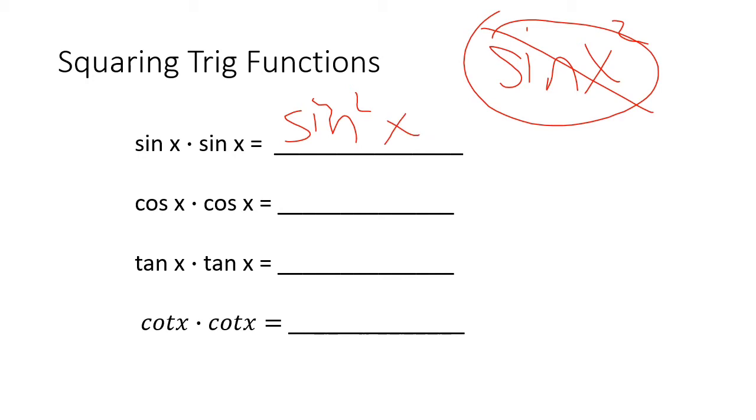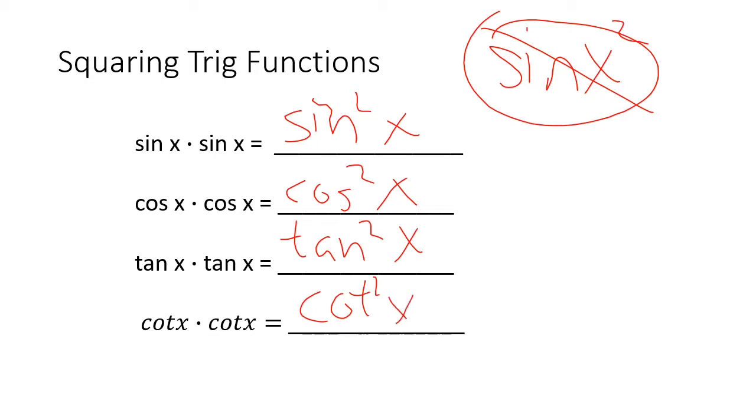Cosine x times cosine x is going to be cosine squared x. And this is true for all 6 trig functions. You put the squared between the trig function and the variable. All this really means is when you see a sine squared x, it means sine x times sine x. Or if you want to put the parentheses, you can say sine x in parentheses squared.